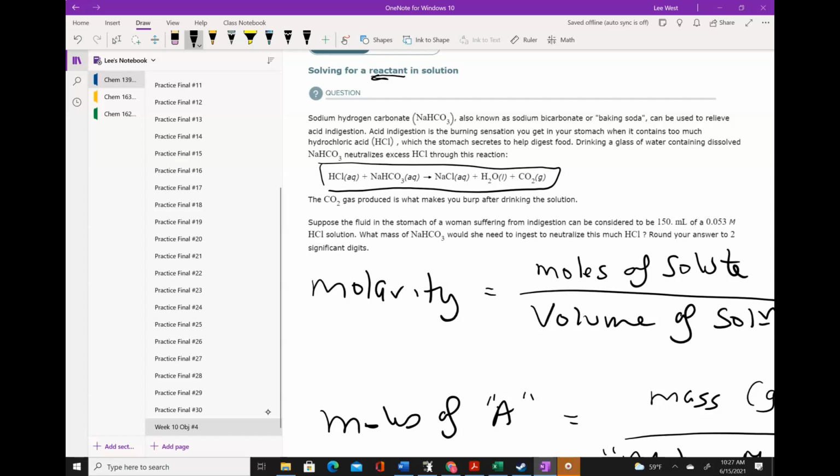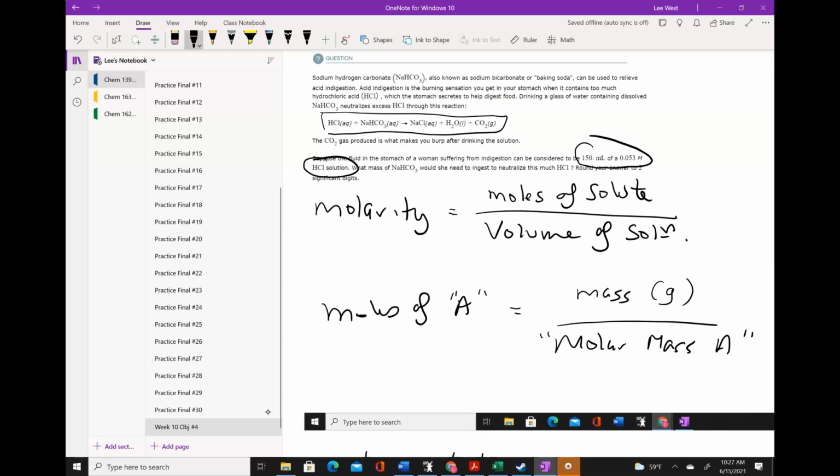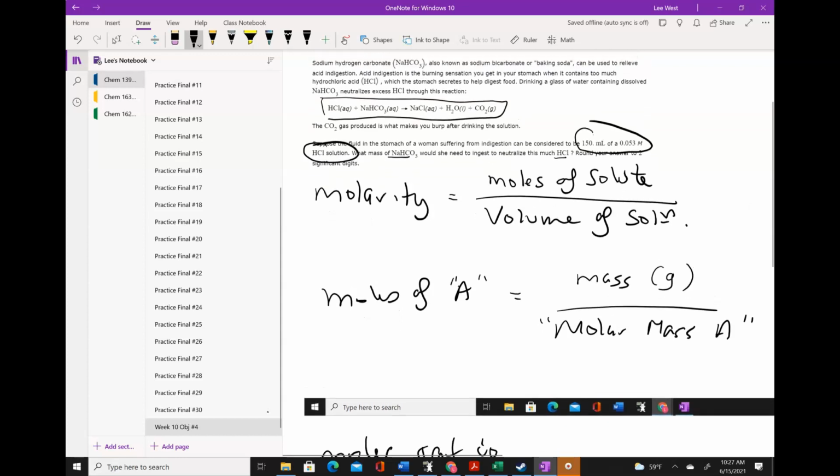So suppose the fluid in the stomach of a woman suffering from indigestion can be considered to be 150 milliliters of 0.053 moles per liter hydrochloric acid solution. What mass of sodium bicarbonate would she need to ingest to neutralize this amount of HCl?